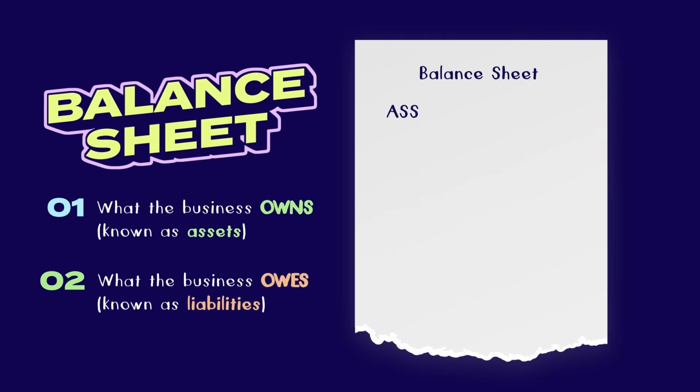Let's take a look at the assets, which are always recorded on the top half of the balance sheet. Assets are divided into two categories: fixed assets and current assets. Fixed assets are assets which are used for the long term within the business, and current assets are normally used day by day.